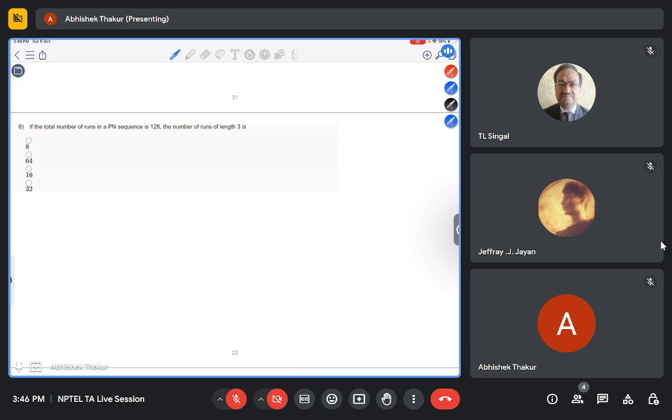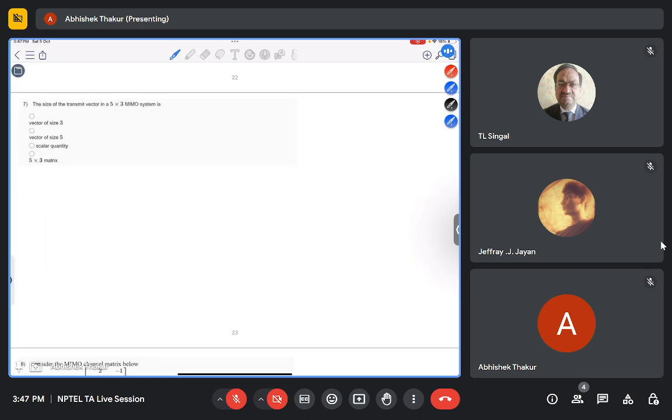Now, if the total number of runs in a PN sequence is 128, the number of runs of length 3 is? So the number of runs of length 3 is equal to 1 by 2 to the power of 3 into the total number of runs. That is equal to 128 by 8. So the answer will be 16. Option C is the correct answer.